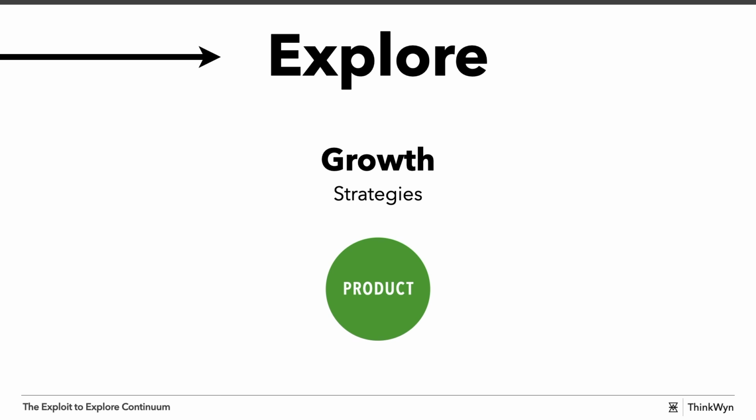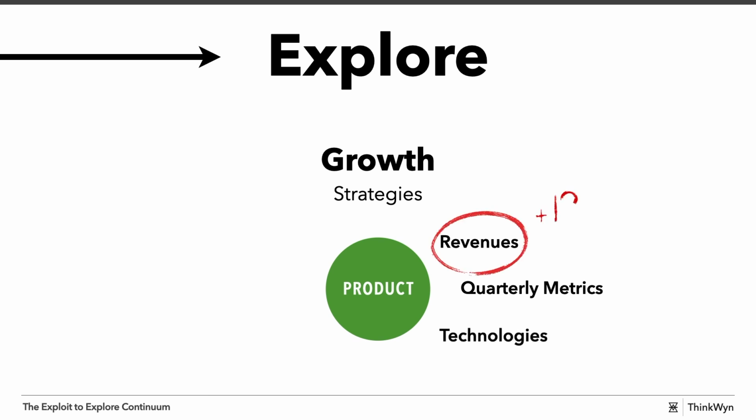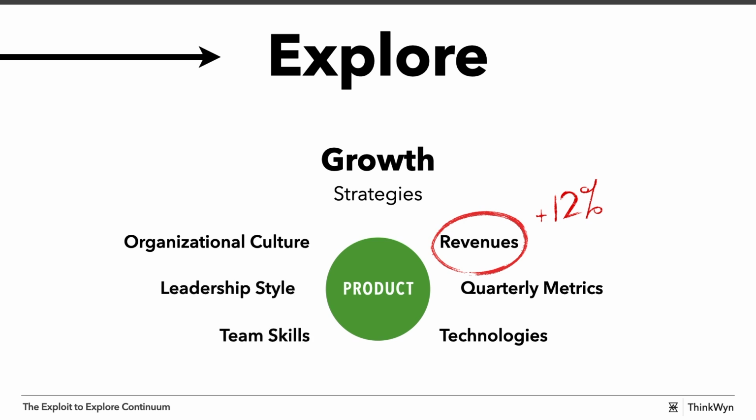There are traditional ways of doing this, like looking at revenues and focusing on whether or not we met a quarterly target. We like to take a deeper look at some of the predictive metrics that are going to help us understand whether or not we're likely to achieve our strategies. So a key and often overlooked aspect of strategic alignment is understanding the organizational culture, the leadership styles, and the team skills that are in place today.